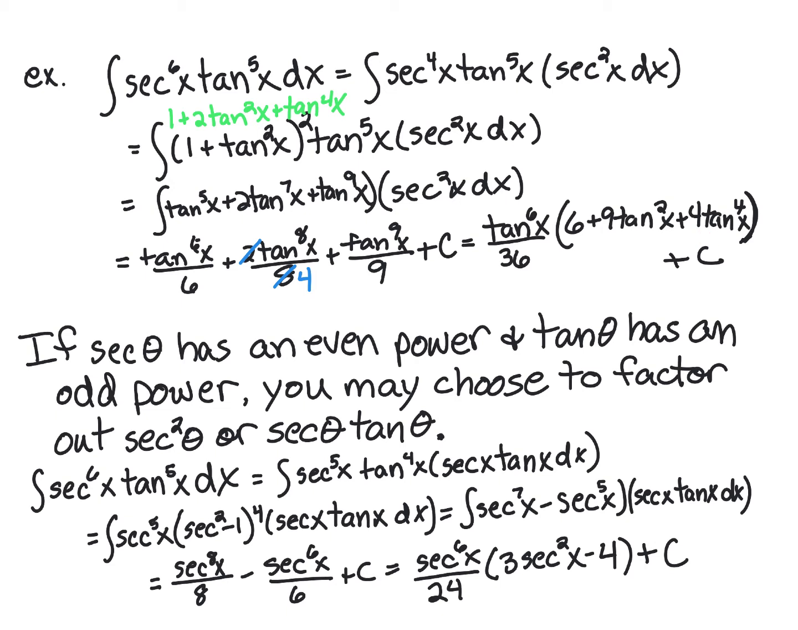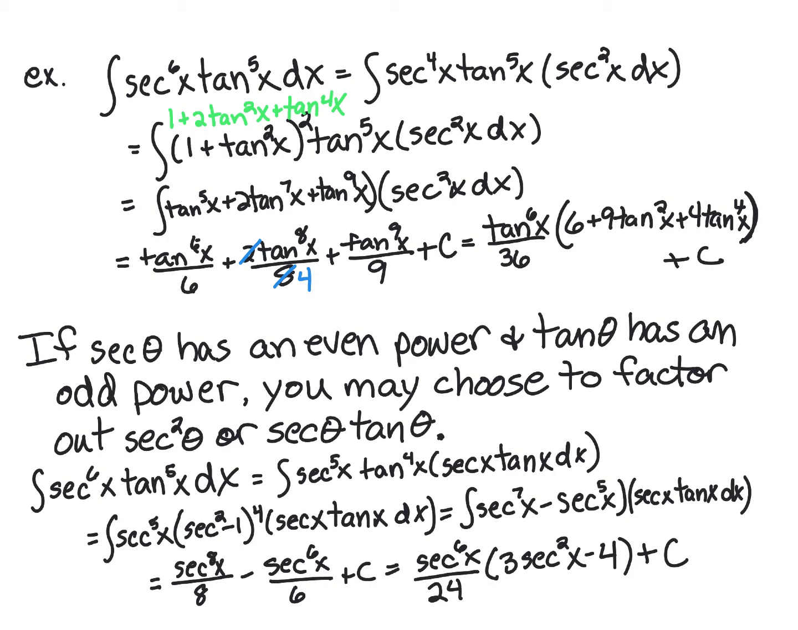Okay, now if secant has an even power and tangent is odd, you can choose whether to factor out the secant squared, because you'll be left with an even power, or to pull out secant tangent. So let's look at this problem right here. I see I can pull out a secant squared, I'll be left with secant to the fourth, which can then be converted to all tangents. Or I can pull off a secant and a tangent. That's going to leave me with an even power of tangent, which can be changed to secant. So we're going to try both.